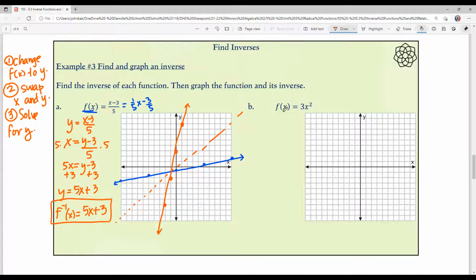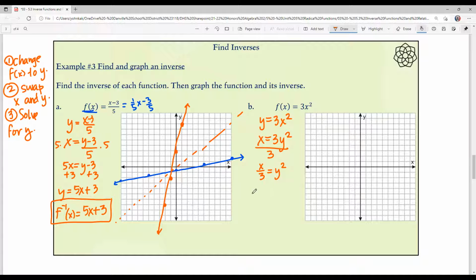Okay, if we look at letter B, we need to find the inverse. So we're going to do y equals 3x squared. That's the first step. Second step is to swap the x's and the y's. So x equals 3y squared. Step three is to solve for y. So I'm going to divide everything by 3. So that gives me x over 3 equals y squared.